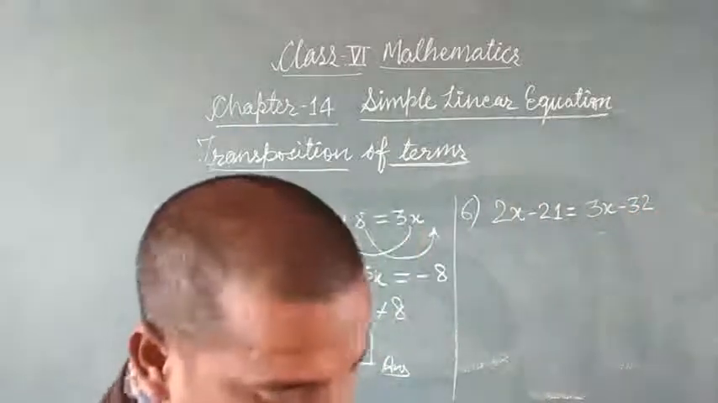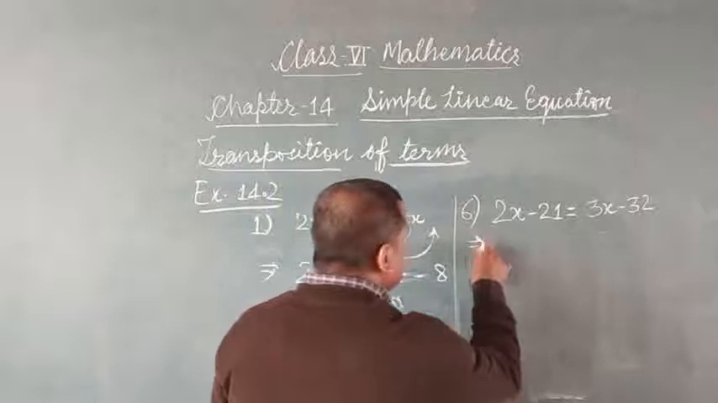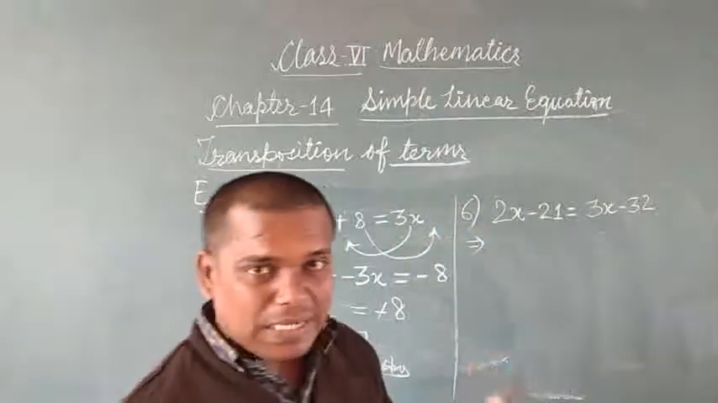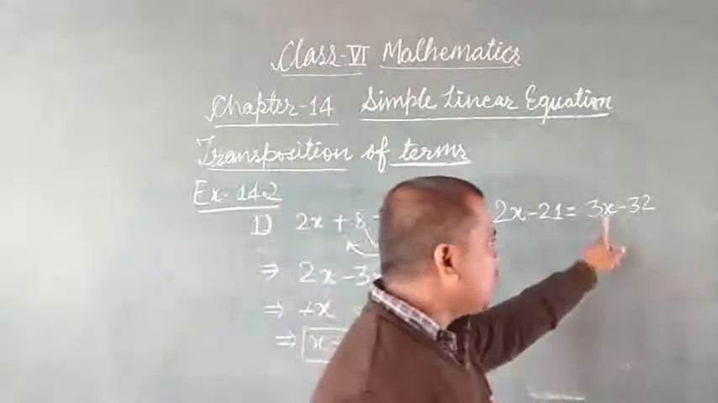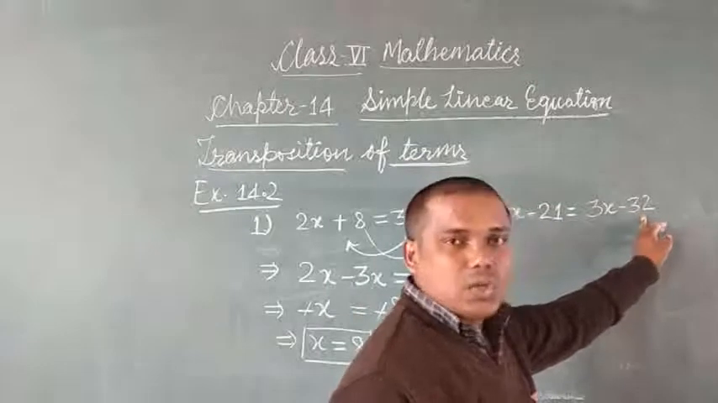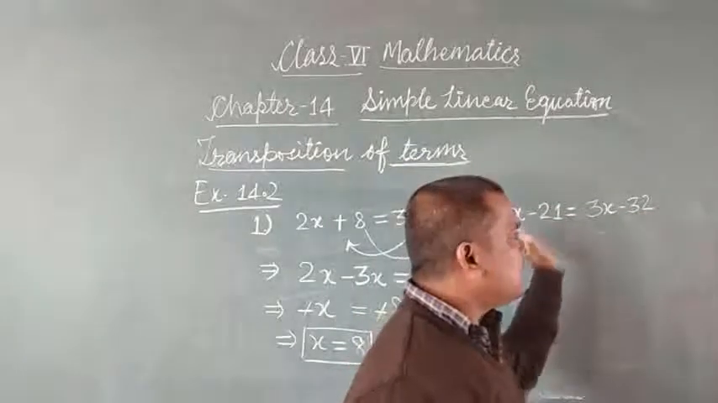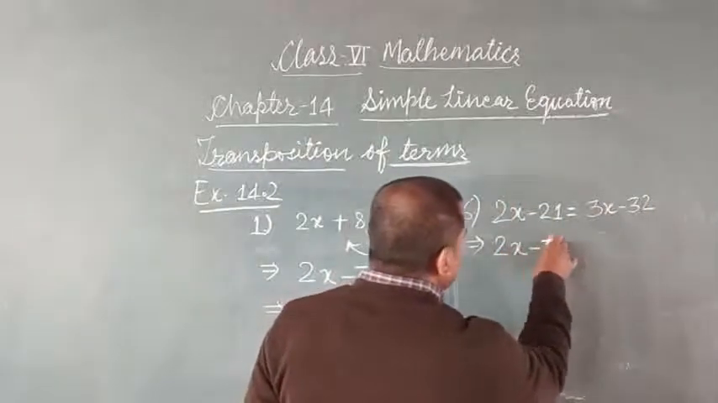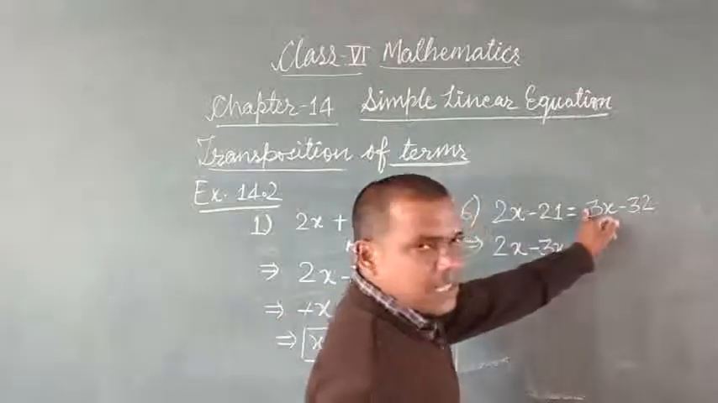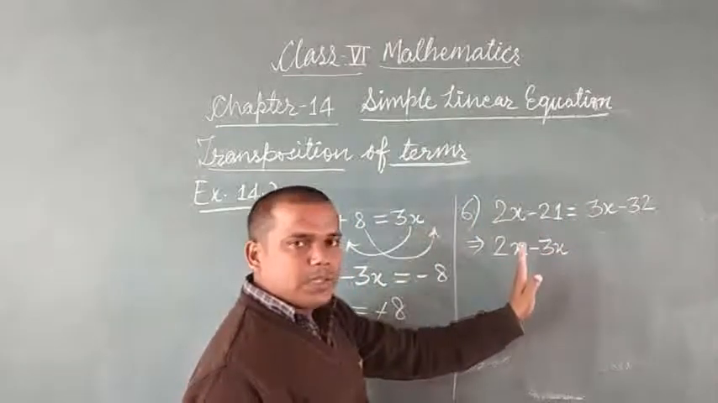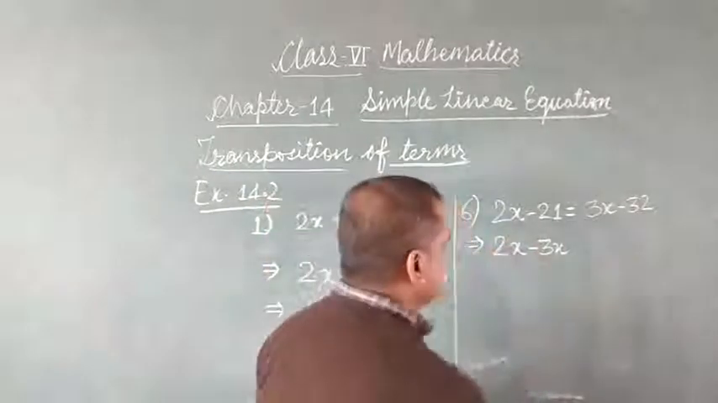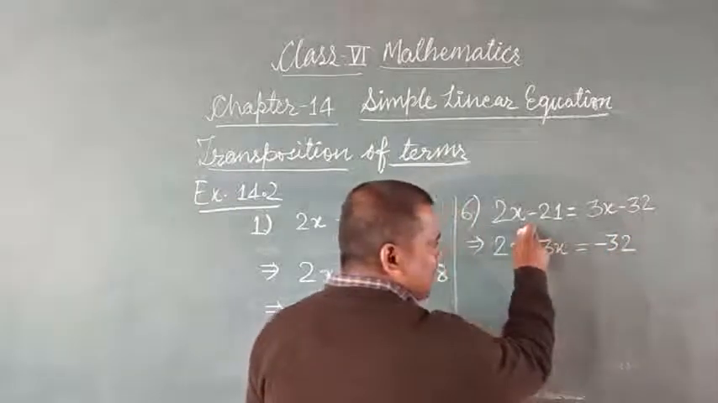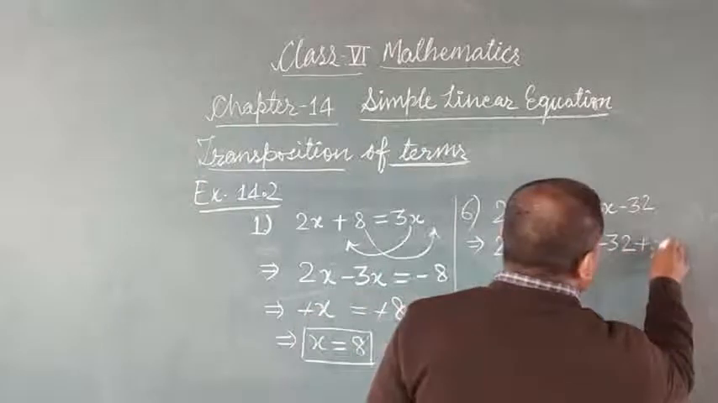Okay. So now again we do the same thing. We transpose the term from left to right and right to left. But in this case we only transpose this one to the left side because this is a variable term, and here the constant is sent to the right side. So we write in the next line 2x minus 3x. Here it is plus sign, so it will come to the left of equality, so it will become minus, and minus 32, here it is in minus sign, it will go to the right side, it will become plus 21.